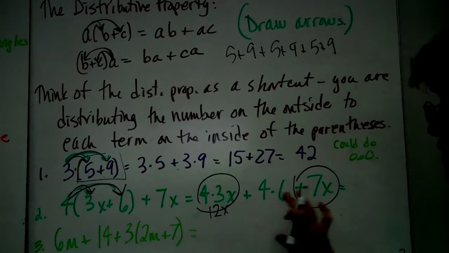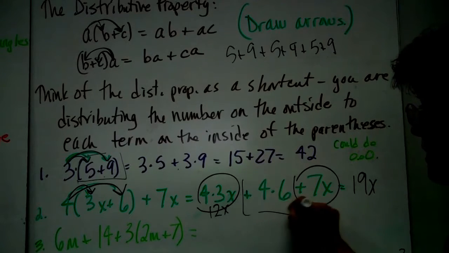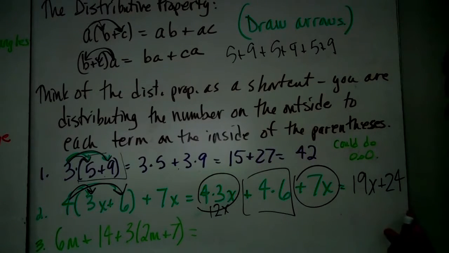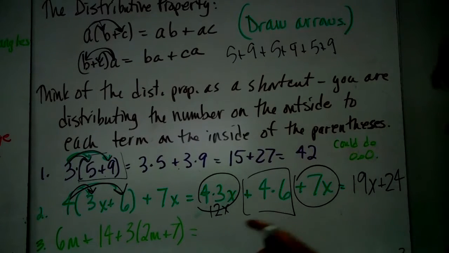That's fine. So 12x plus 7x is 19x, and then plus 4 times 6 is the only one of them there, plus the 24. And usually you put your x terms first and then your constants at the end. So that would be the simplification of that. All right, here's another one.